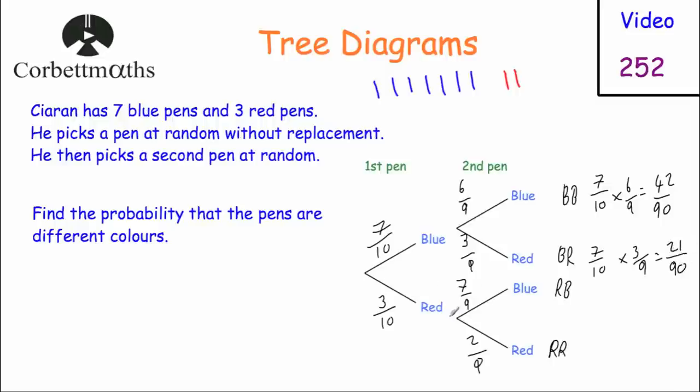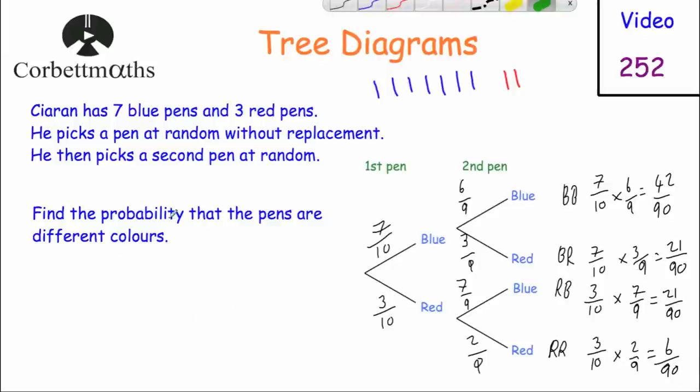Now the probability of a red and a blue, well, that would be 3/10 multiplied by 7/9. 3 times 7 is 21, 10 times 9 is 90, so that would also be 21 over 90. And finally, the probability for red and a red, well, that would be 3/10 times 2/9. That would be equal to 3 times 2 is 6, and 10 times 9 is 90. So the probability for red and a red would be 6/90.